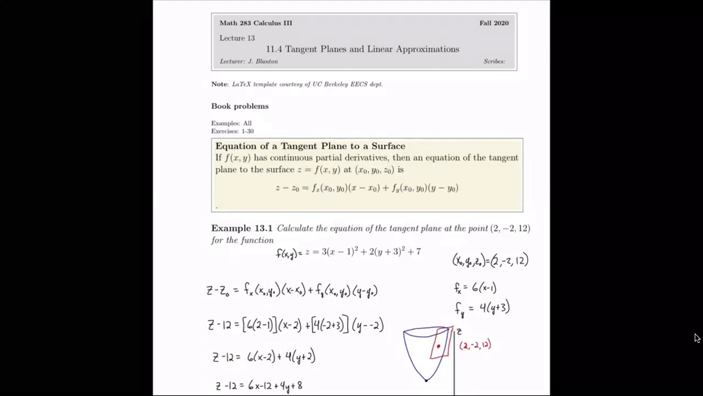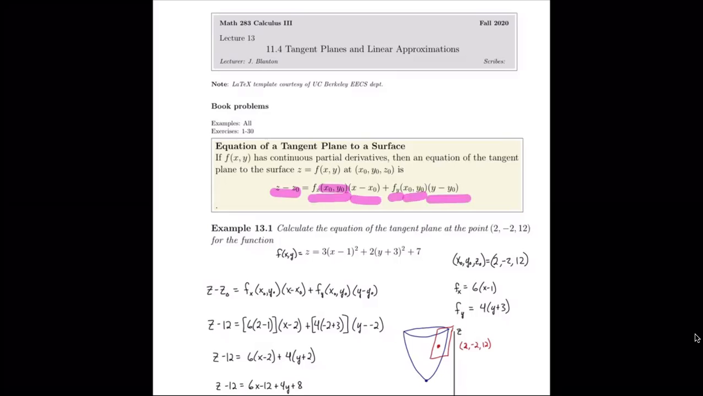So z minus z naught is equal to the partial of f with respect to x evaluated at the point times x minus x naught, plus the partial of f with respect to y evaluated at x naught, y naught times y minus y naught. Okay.